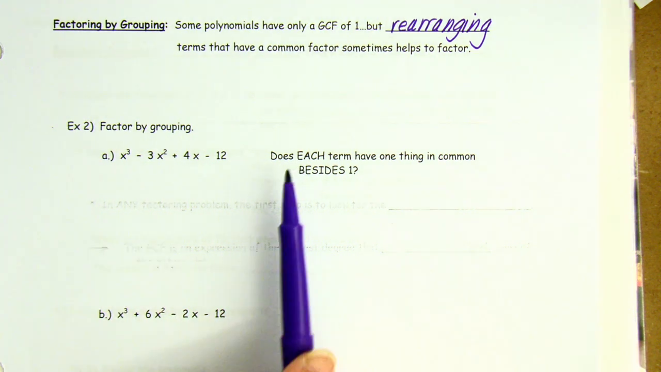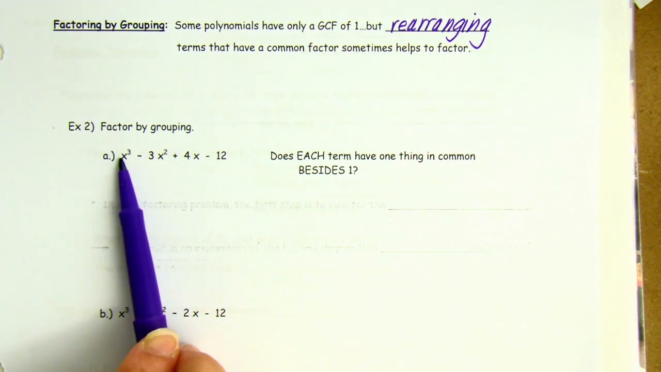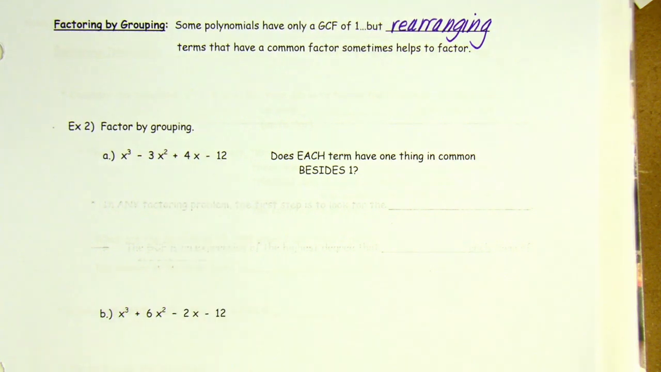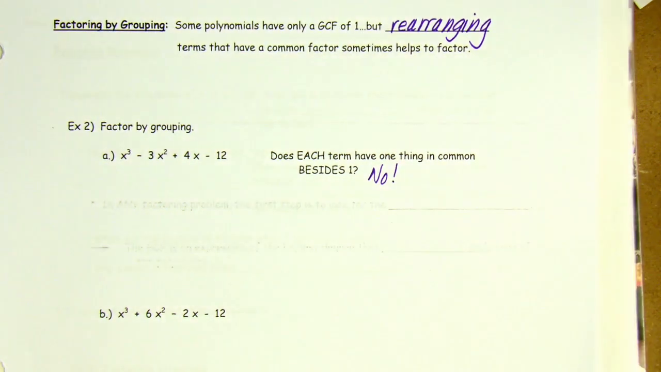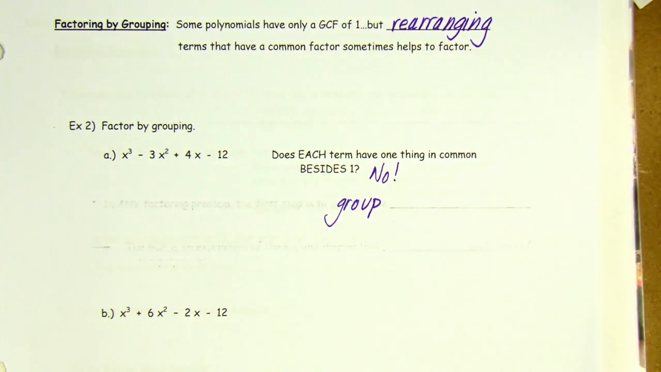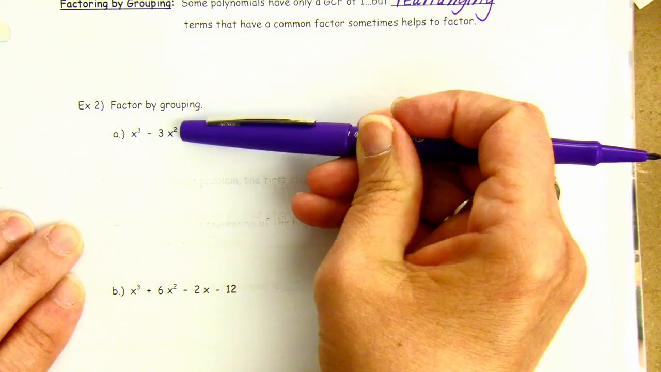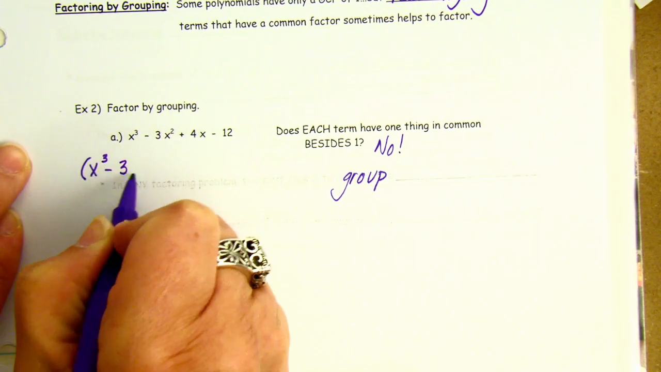But we're going to look here and answer this question. Does each term in this polynomial, there are 4 terms, this one separated by subtraction, then this one addition, then this term subtraction, then this term, 4 terms. Do they all at the same time have something in common besides a 1? Nope. There is no GCF of the whole entire polynomial other than 1. So we need to group. Okay, again, take a look. Do the first 2 terms have something in common? Sure they do, x squared. So I'm going to group an x to the power 3, subtract a 3x squared.